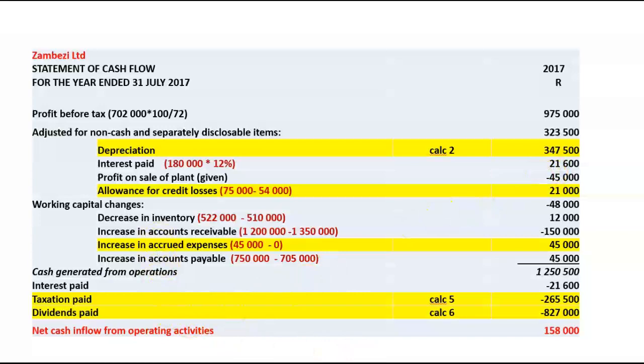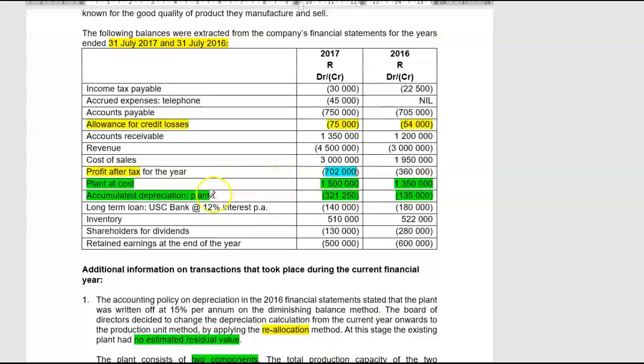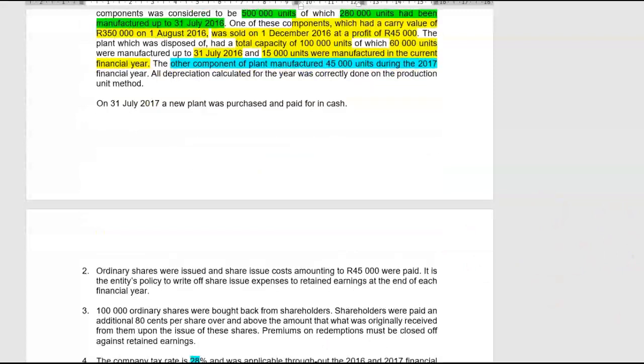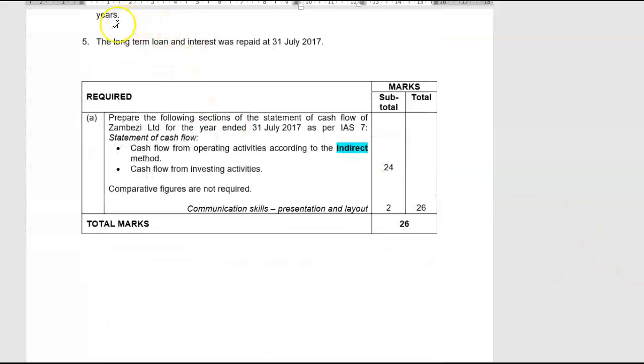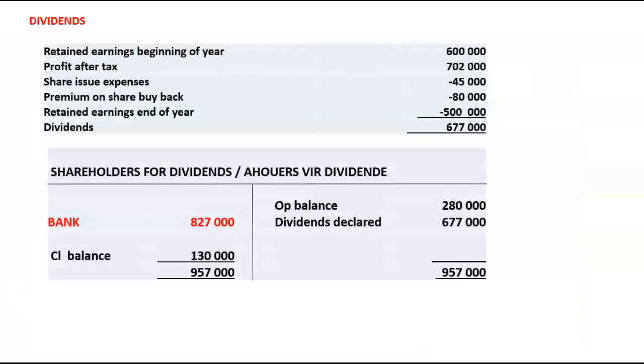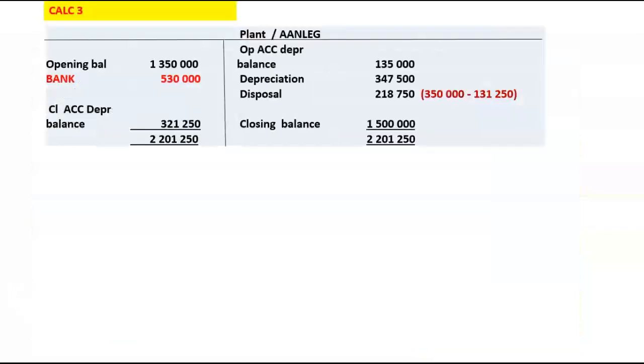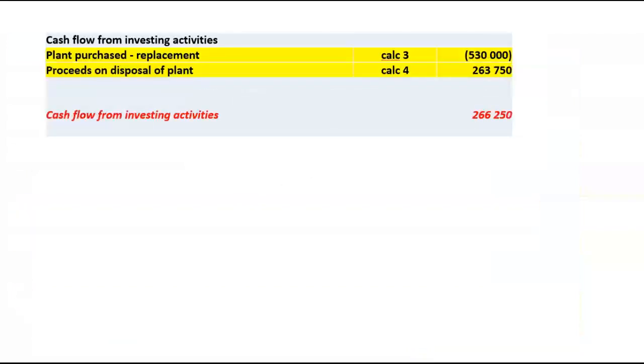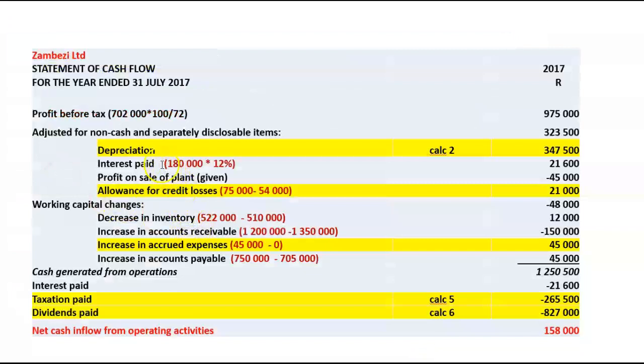Interest paid is going to be on the loan account. Guys, I'm not going to work that one out. It's 12% per annum. You have to work it out on the outstanding balances. They tell you here the long-term loan and the interest was repaid at 31 July. So you're just purely going to work out what the interest on that was. It's not there. And the interest there is 180,000 times 12%, which equals 21,600. Good, that one we have.